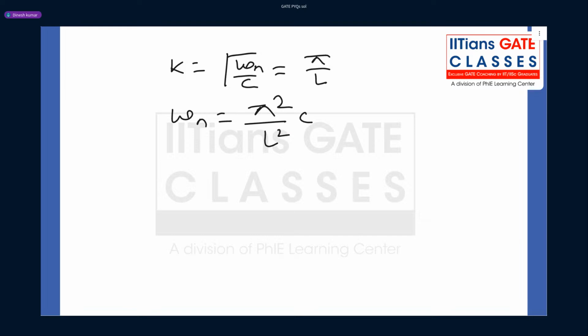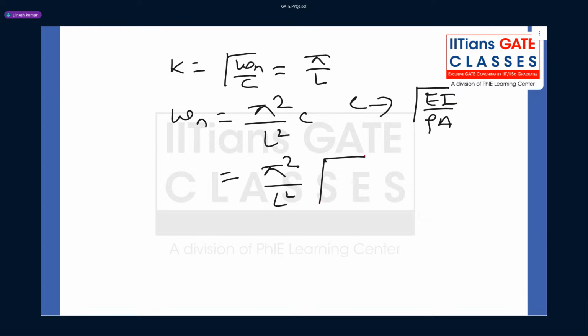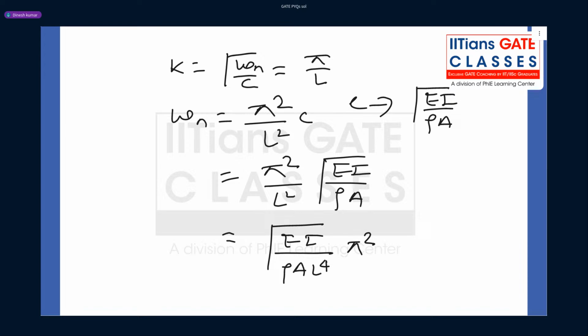Now what is c? The c is given as the velocity of wave propagation, and it is given by √(EI/ρA). So what will be the final natural frequency? π²/L² times √(EI/ρA), or you can write it as π²√(EI/(ρA L⁴)). So what is the correct answer?